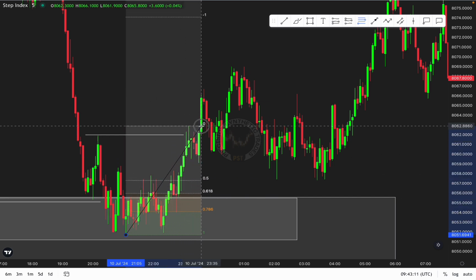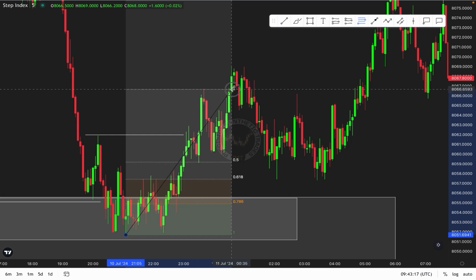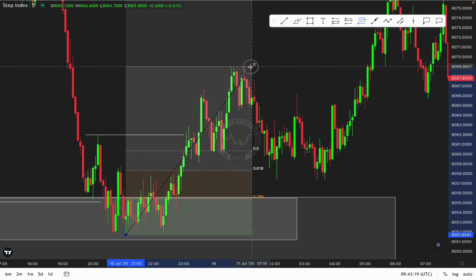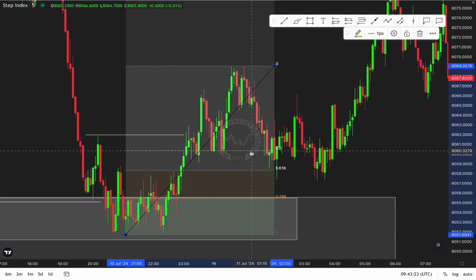Did the price come back to the 50? No. Trail it up. High was created. Did price come back to the 50? No. This high was created. Did price come back to the 50? Yes. So here we have our 50% zone.